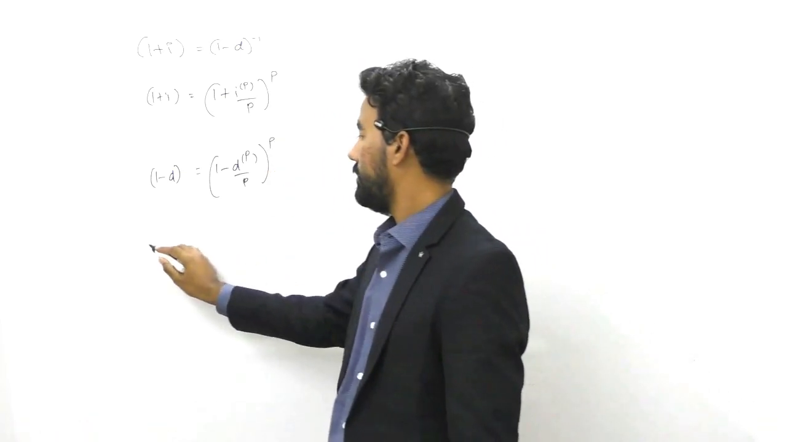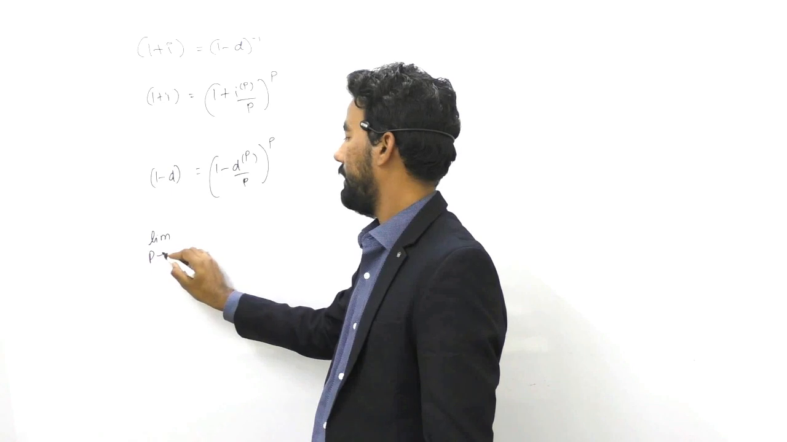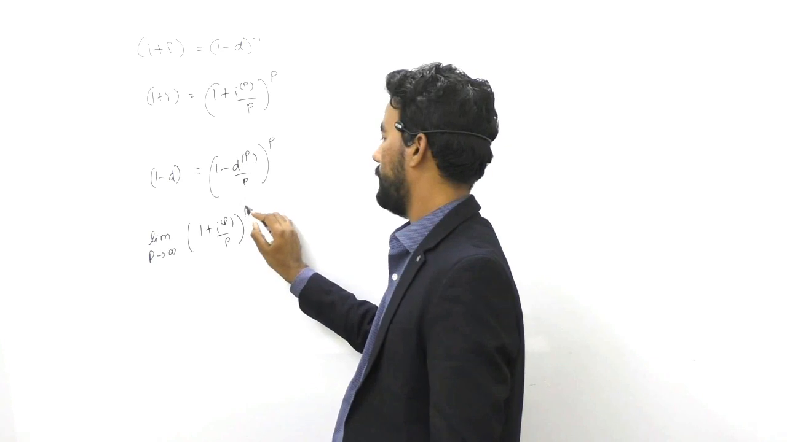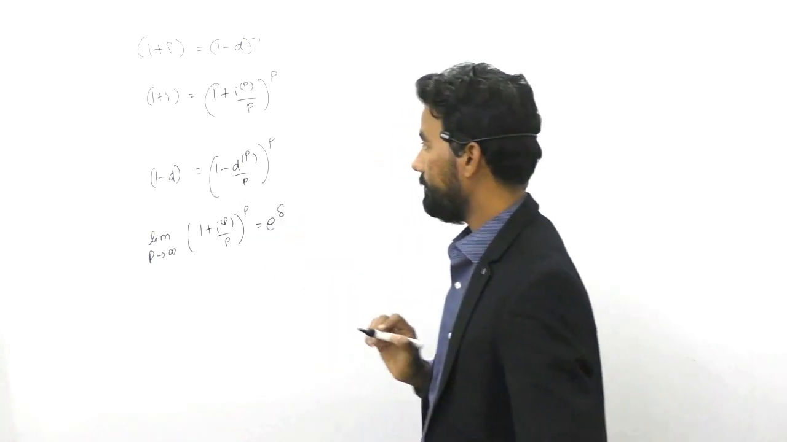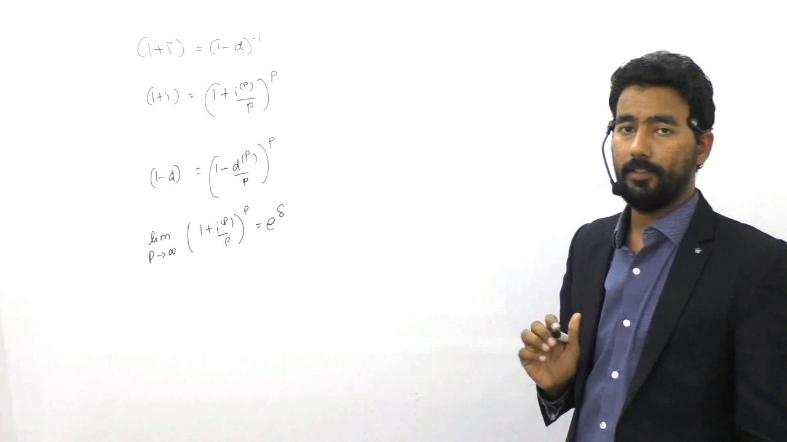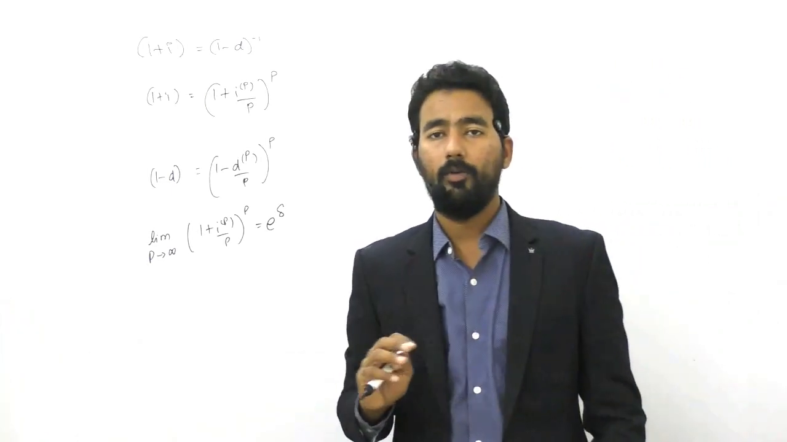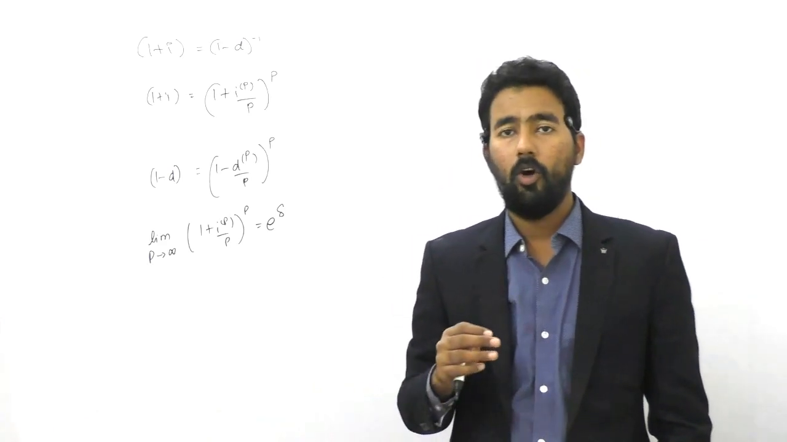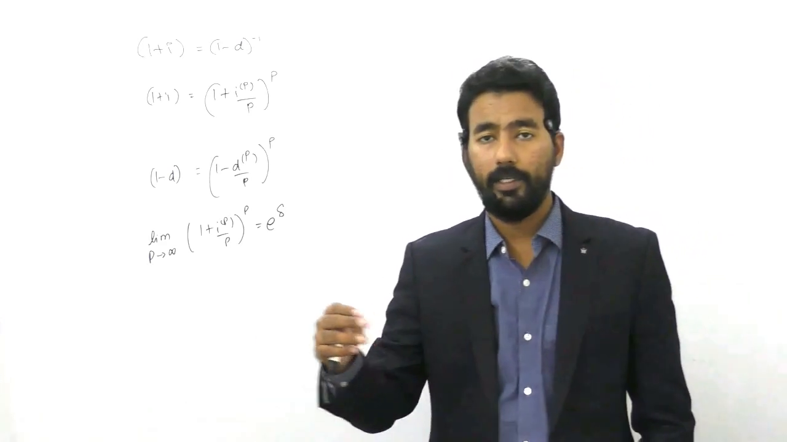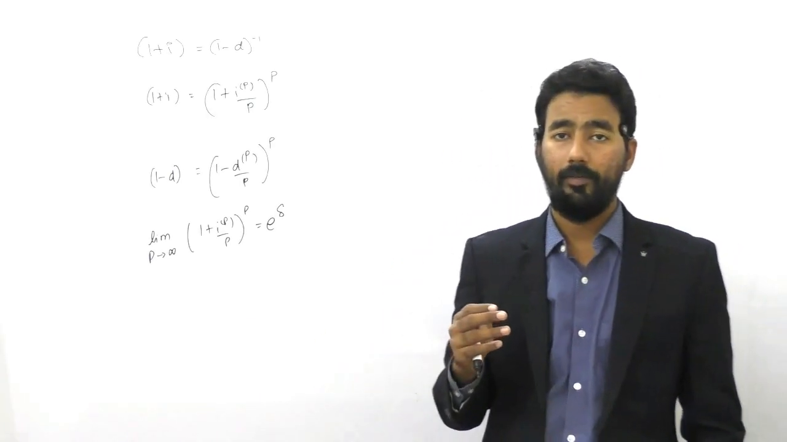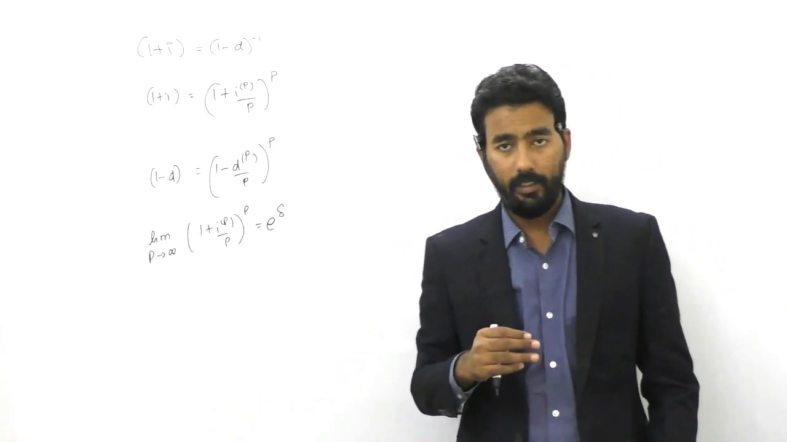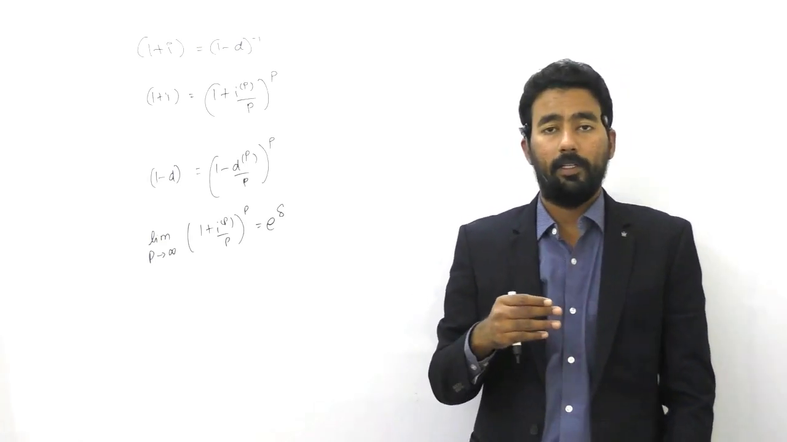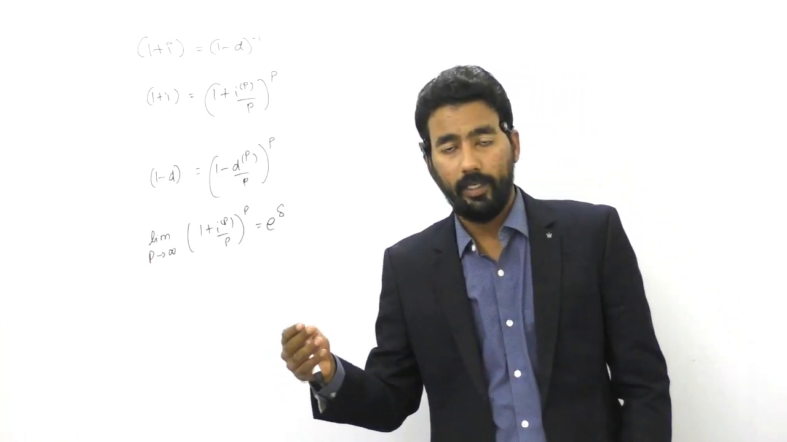Then we also said that when p tends to infinity, 1 plus ip by p whole raised to p becomes e raised to delta. Now the principle of consistency says that it doesn't matter how the interest is being paid. Interest is being paid at the end of the year using i, or at the end of regular intervals using ip, or at the start of the year using d, or at the start of regular intervals using dp, or continuously throughout the year using delta.